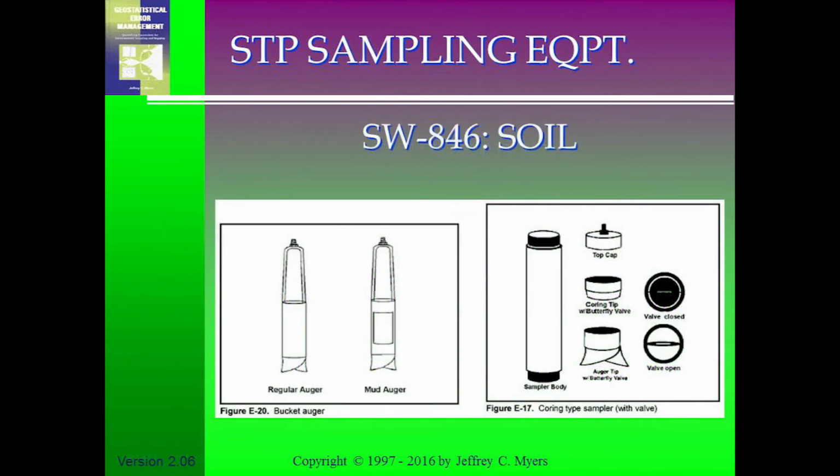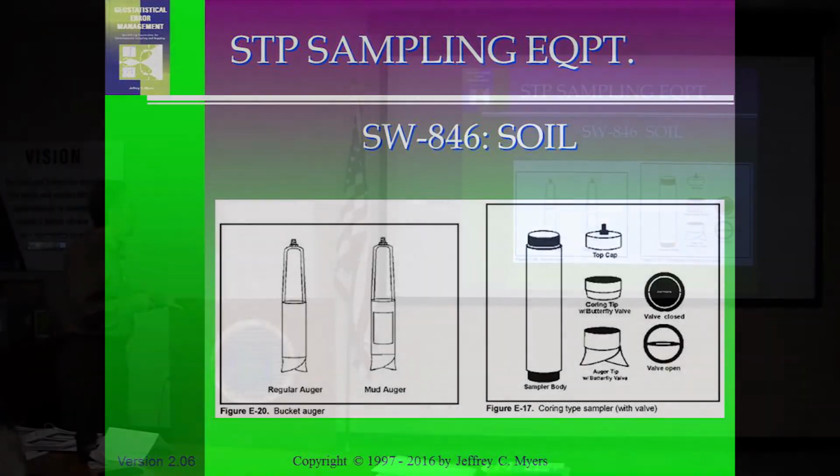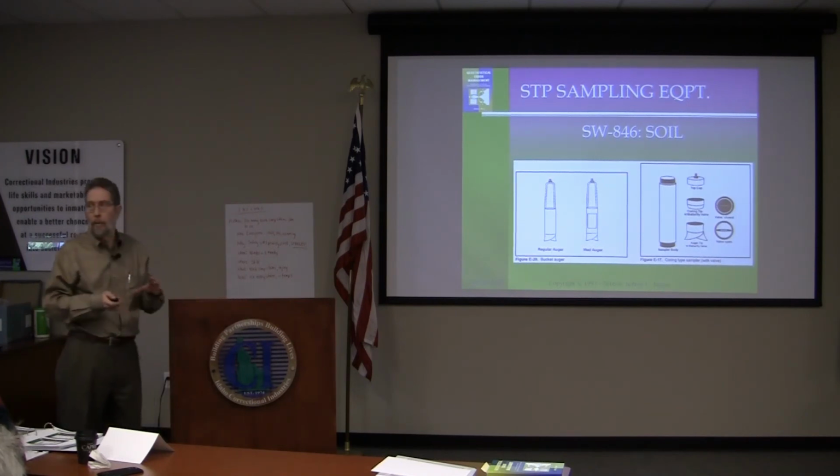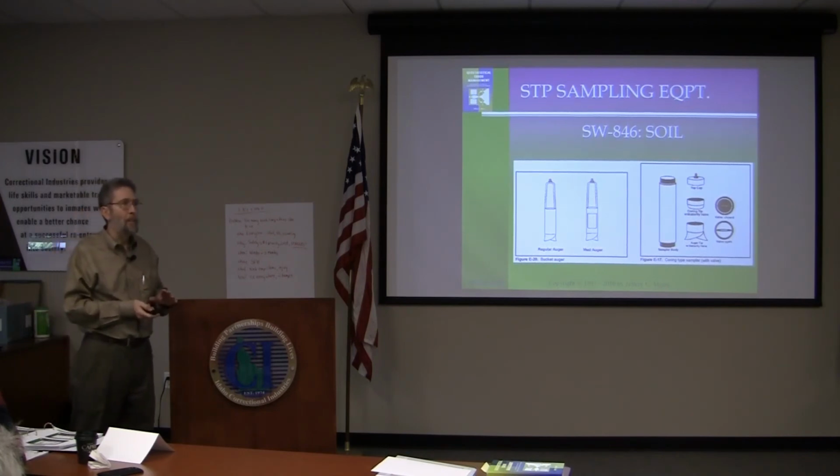If you look at SW846, here are some of the sampling devices they recommend. Again, we have the regular versus the mud auger. They look very similar. Sand will be different. Sand, you know, any material, coring is a problem. It's always that end part that you tend to lose.